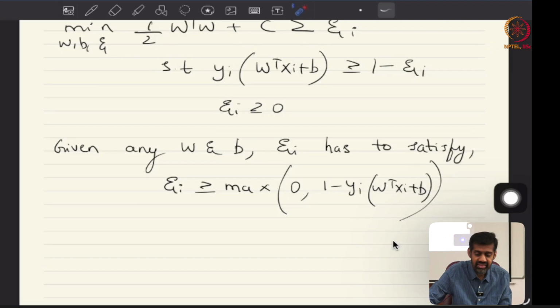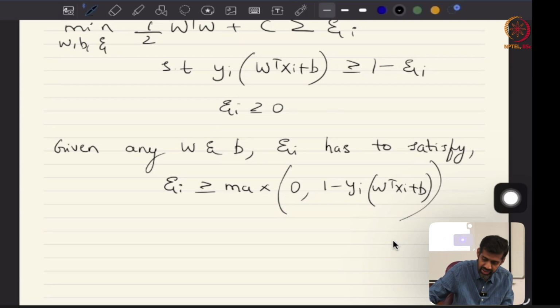Now I just rearrange these terms, bring the xi to the left and the other term to the right. Which means that xi is greater than 1 minus this particular term. It can also be 0: if it's correctly classified, xi can be 0. So it has to be either this term or 0, so it has to be the maximum of those two terms. For any w and b, xi has to satisfy this, correct?